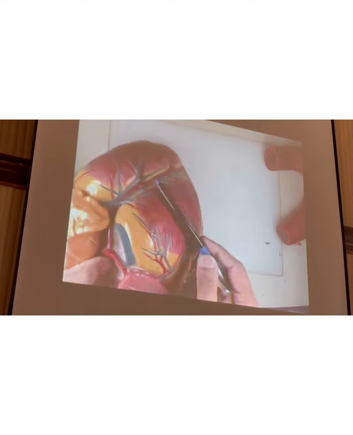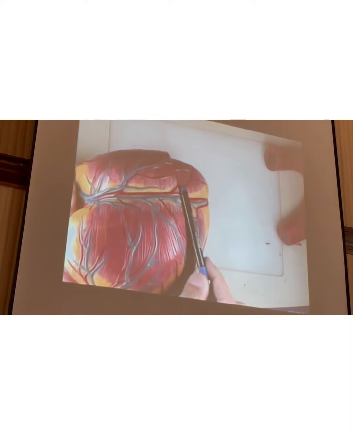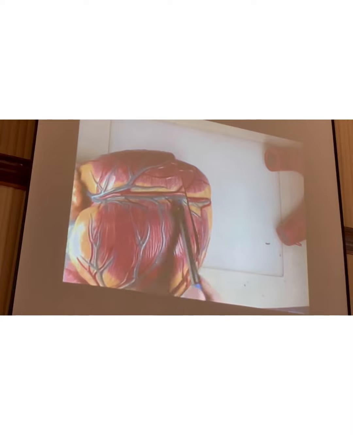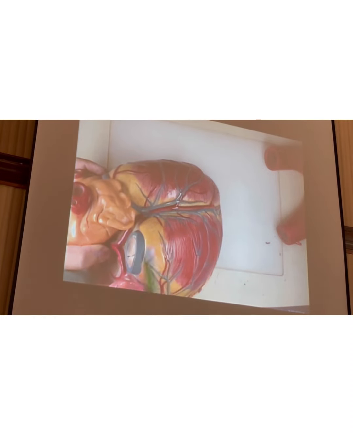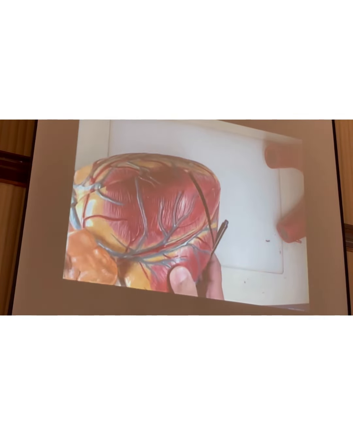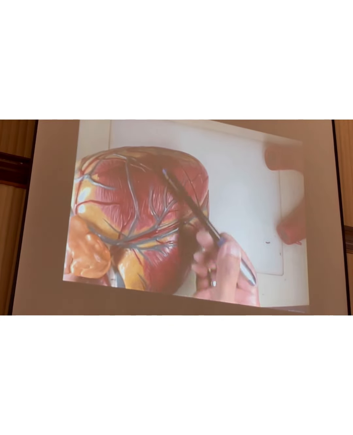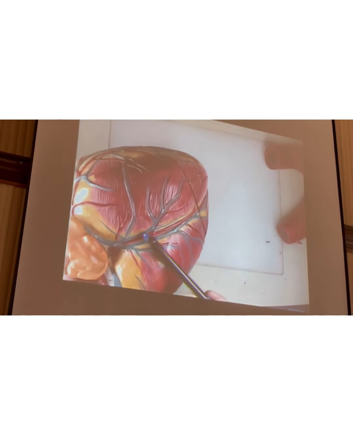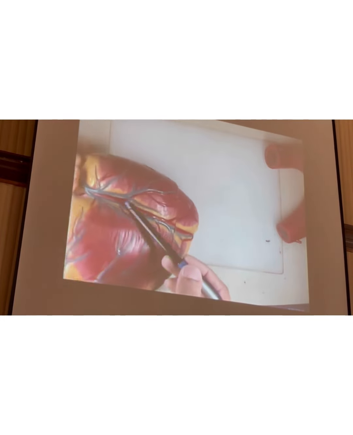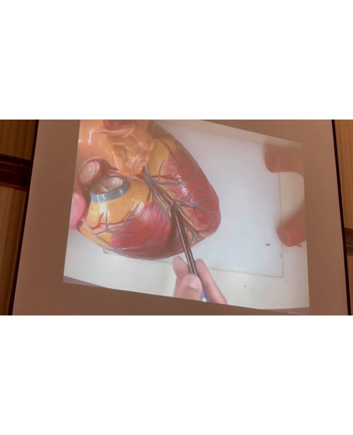Of course, the left anterior descending runs in the anterior interventricular groove toward the apex. It supplies the apex of the heart and also the anterior two-thirds of the interventricular septum. It sometimes gives a lateral branch, which they call the diagonal branch. This diagonal branch arises from the anterior interventricular artery.